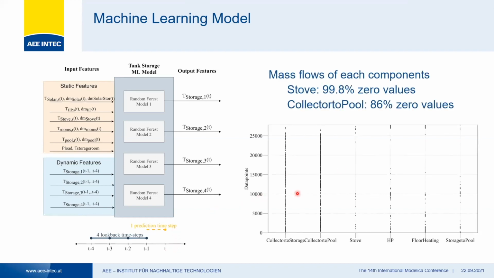On the right-hand side, we try to illustrate the sparsity of the mass flow rates for each component. The y-axis represents the data points, which is 27,840 data points, and the x-axis shows the component's mass flow rate. The black dots represent the values that are not 0, and the gaps represent the values that are 0. From here, we can see that the stove component has the highest 0 values with 99.8%, and the collector to pool is 86%.